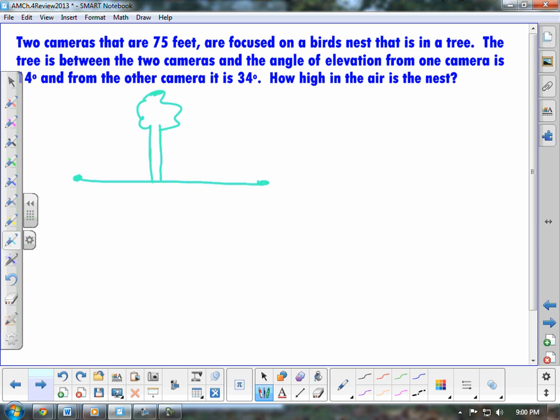It says that the angle of elevation from one camera is 14 degrees. So this one we will say here is 14 degrees. And the other angle of elevation is 34 degrees. That will be that one. We are trying to find how high it is to the nest. So that distance right there, that's a right angle. Now, you can't just find this directly because you know no other measurements other than this distance is 75 feet, all the way from one end to the other.